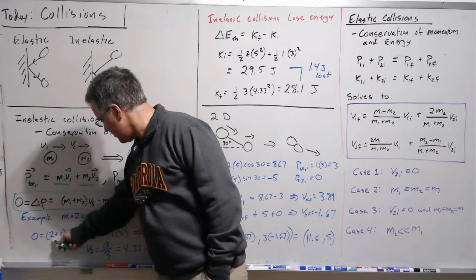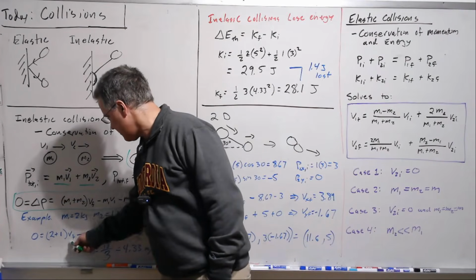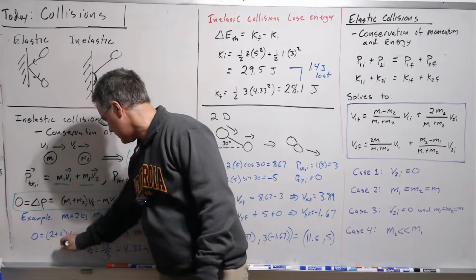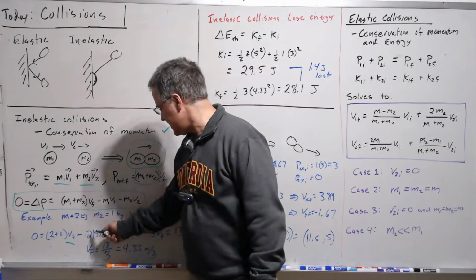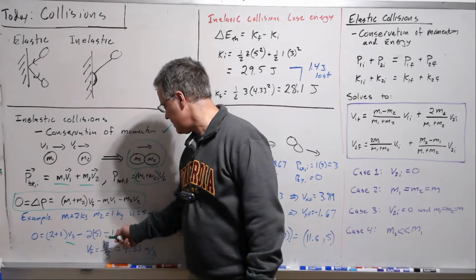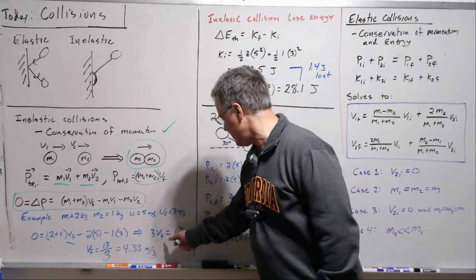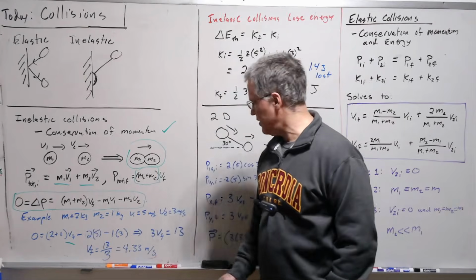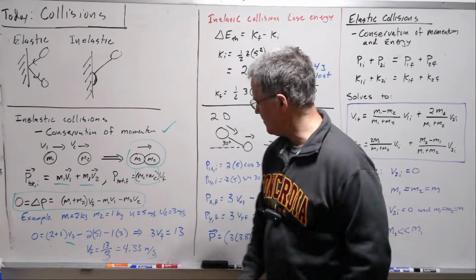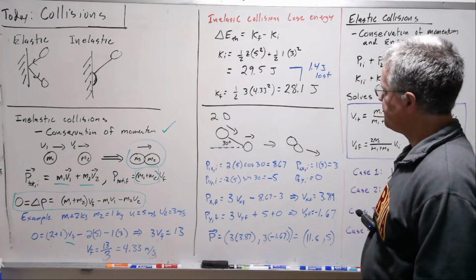So m1 plus m2 times the final velocity, we don't know this, that's what we're going to solve for, minus 2 times 5 minus 1 times 3, well, that gives us 3 v final equals 13, or v final equals 13 thirds meters per second.